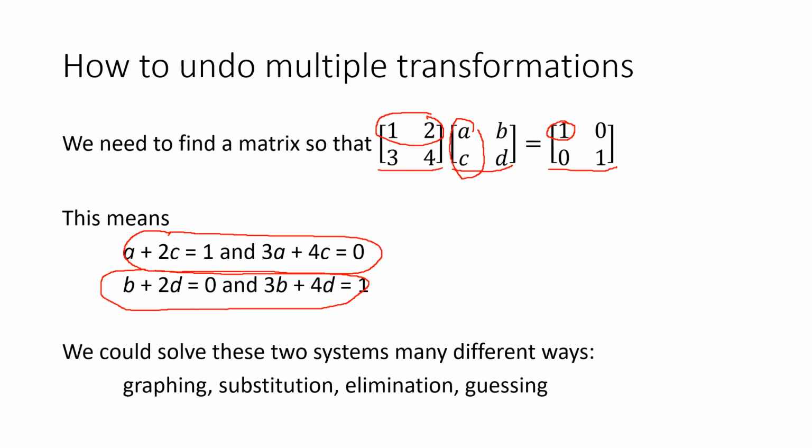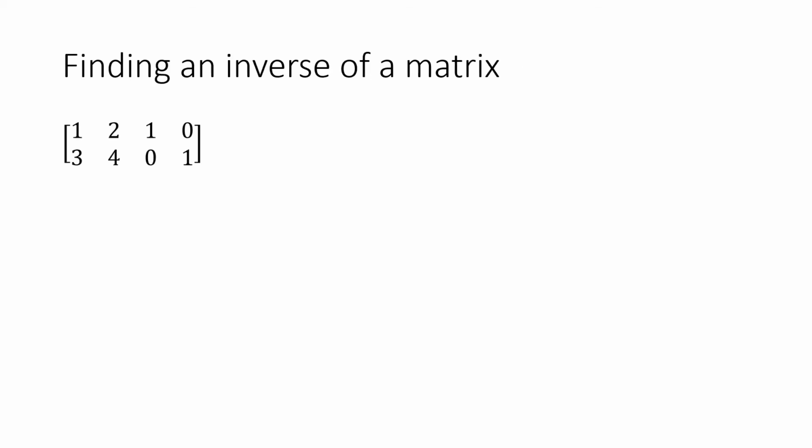We're going to use the generalization of elimination in terms of matrices. So what we do is we start with our matrix 1, 2, 3, 4, and we augment it by putting the identity matrix to the right-hand side.